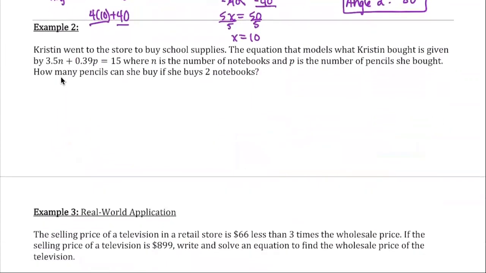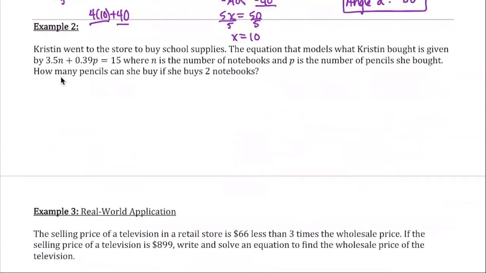Now, there are other types of word problems that we could potentially do. I could give you one where I give you an equation, kind of like this one. It says Kristen went to the store to buy school supplies. The equation that models what Kristen bought is given by 3.5n plus 0.39p equals 15, where n is the number of notebooks and p is the number of pencils.